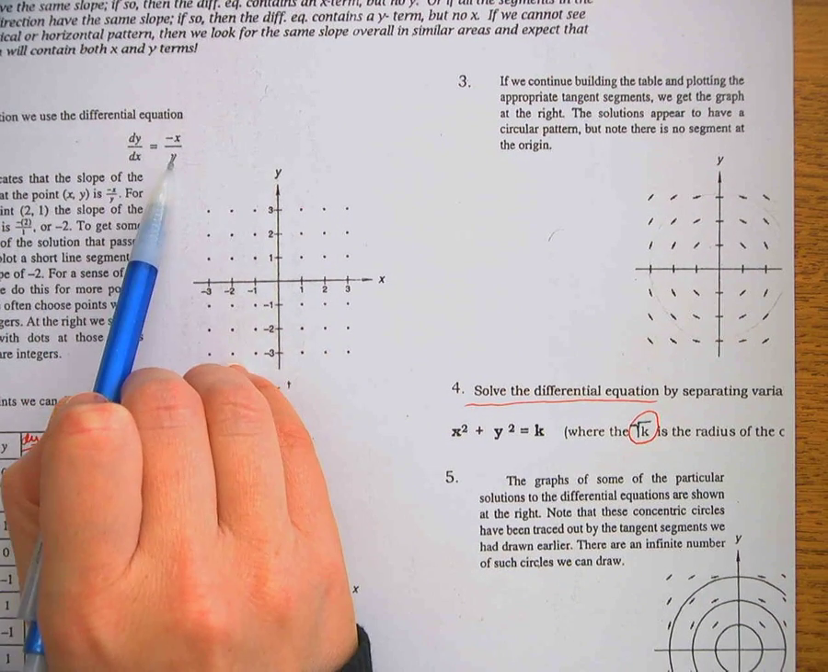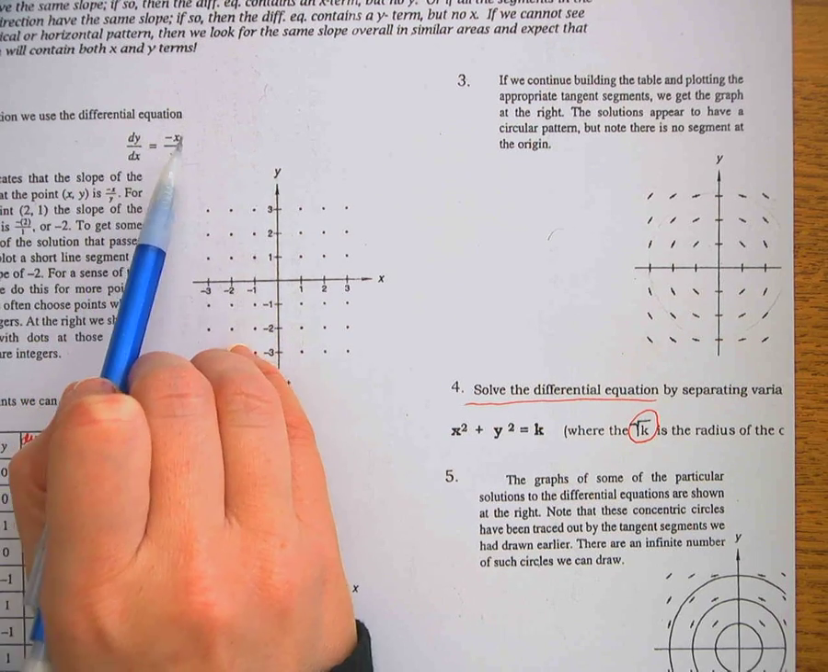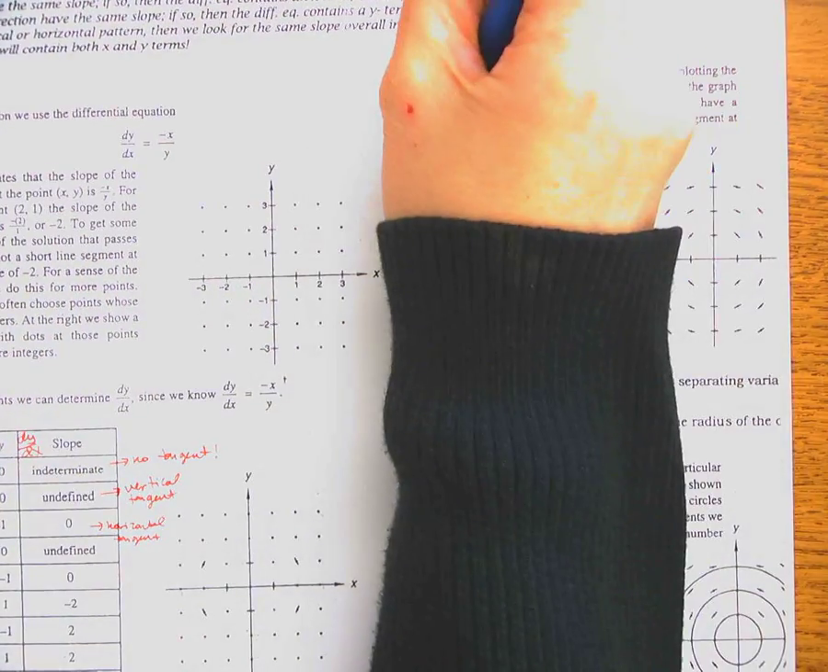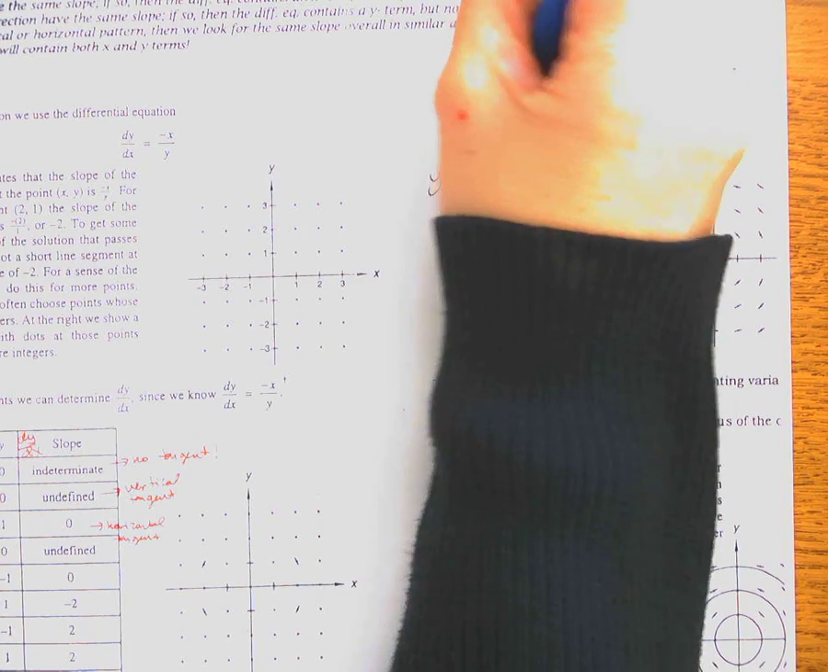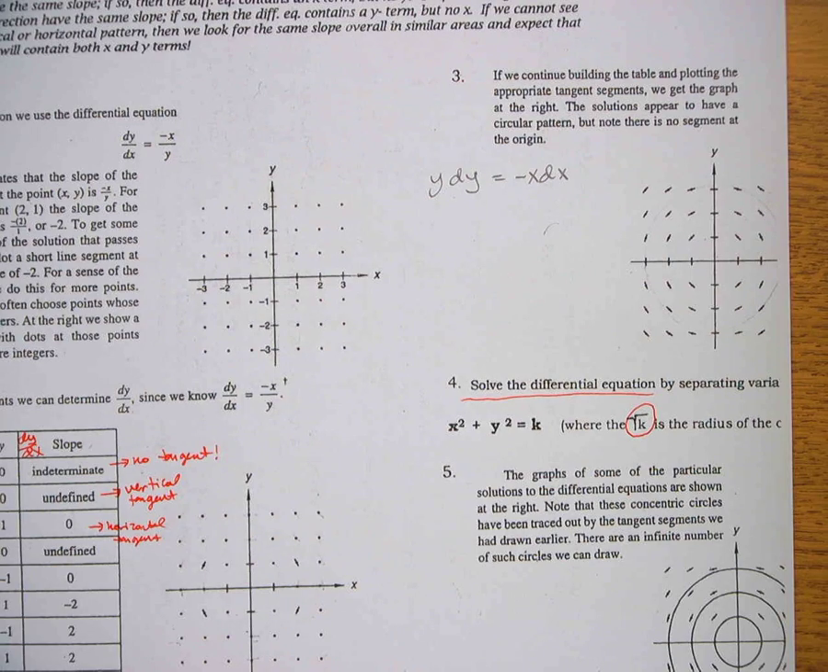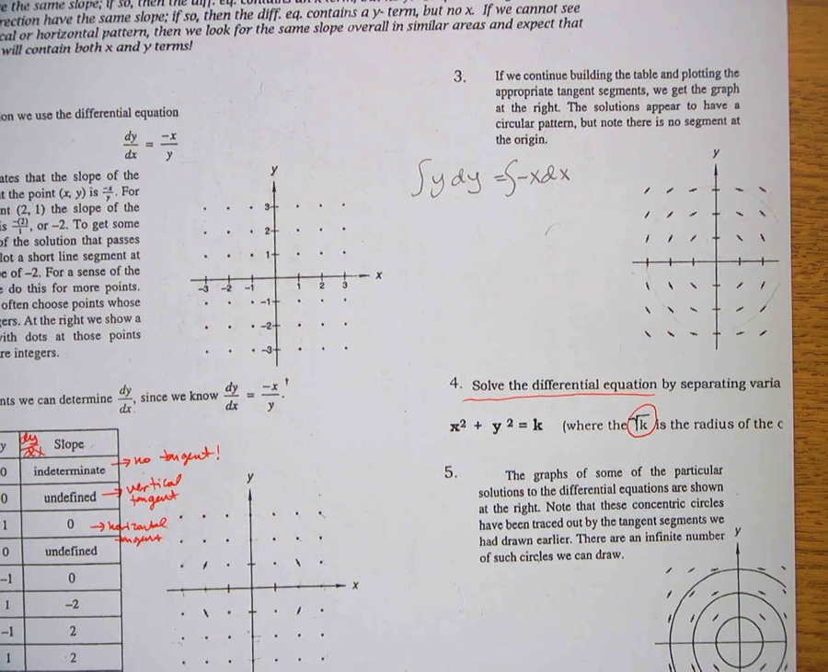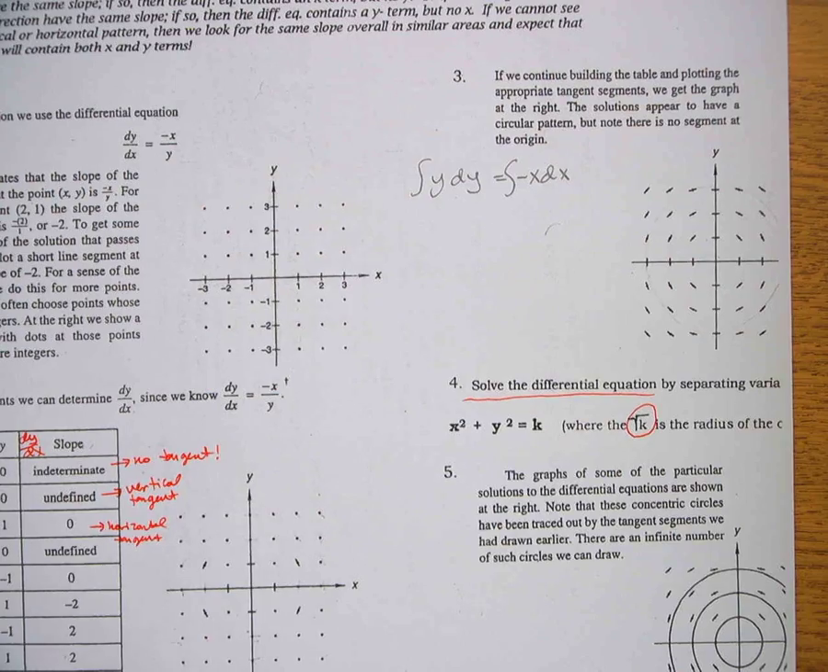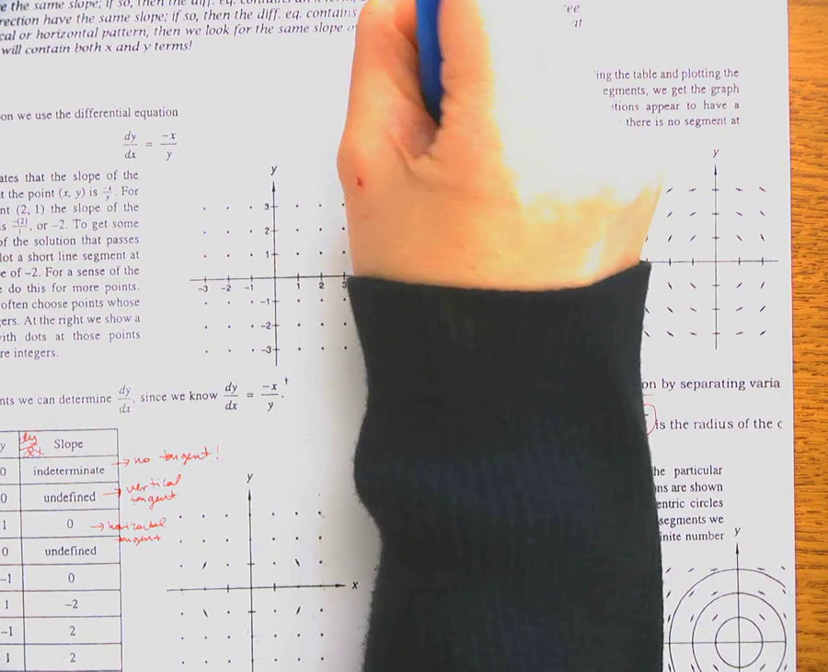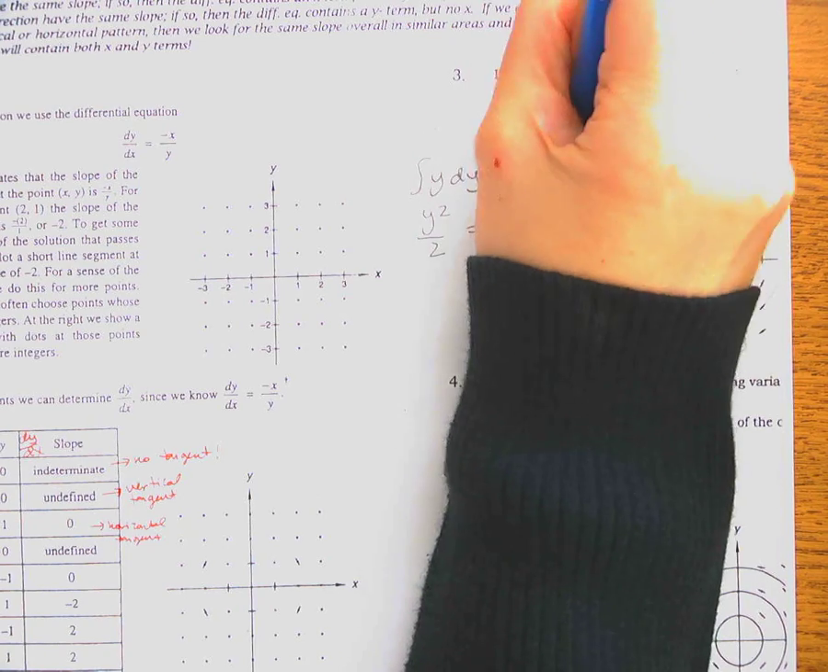So I'm going to begin by separating the variables. So this time I need to also move the y over here with dy, and then the dx over here with negative x. So I'm going to have y dy equals negative x dx. So that's step 1. Step 2 is to take the integral of both sides, which is also to find the antiderivatives. So we'd have y squared over 2 equals negative x squared over 2 plus a constant.